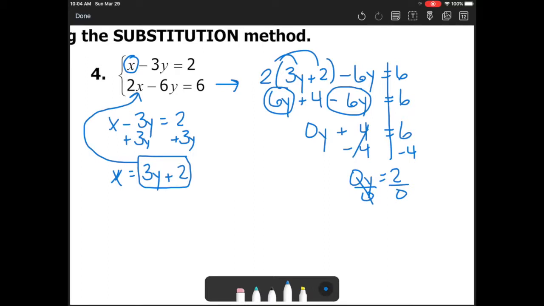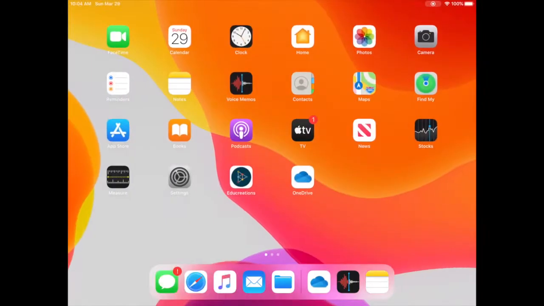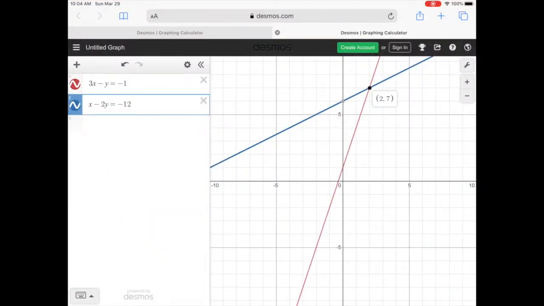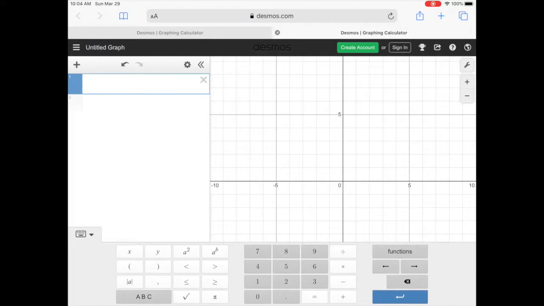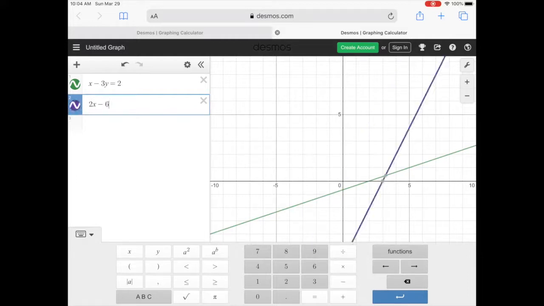Actually, I have a suspicion about these. Hold on one second. I'm going to check this by graphing. So I'm going to pull up Desmos and type these two equations in. x minus 3y, I have a suspicion, equals 2. And then 2x minus 6y equals 6. Aha, that's what I thought.